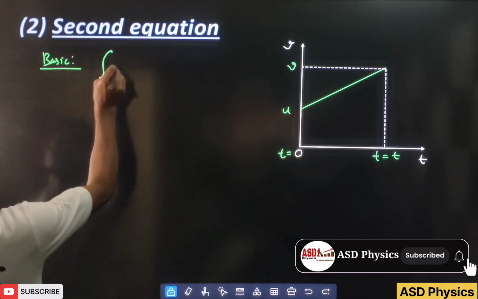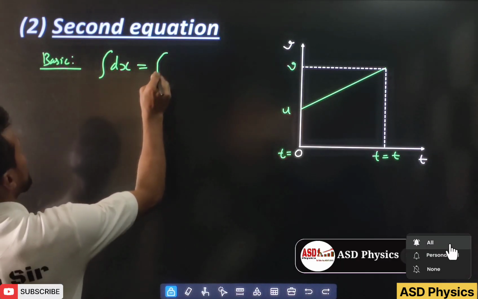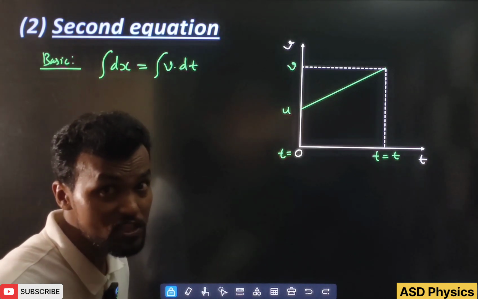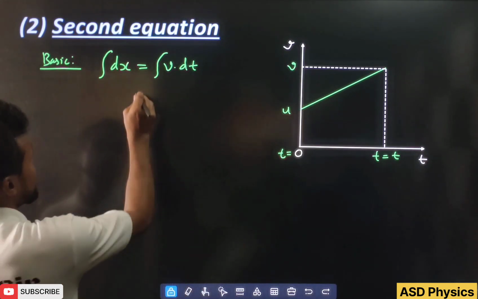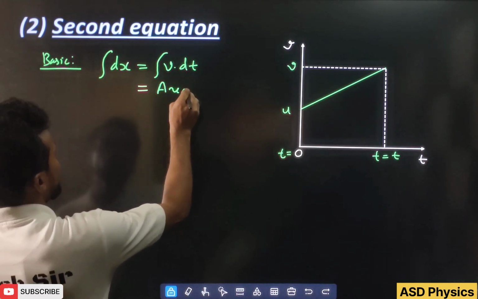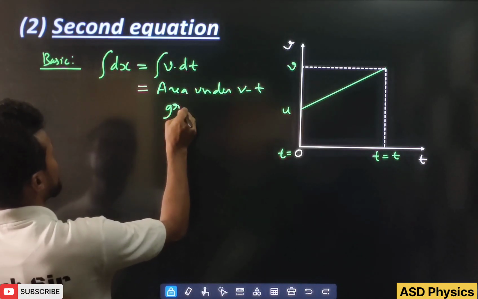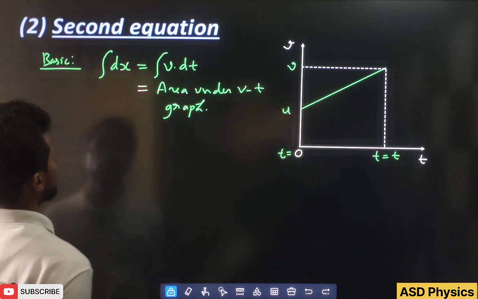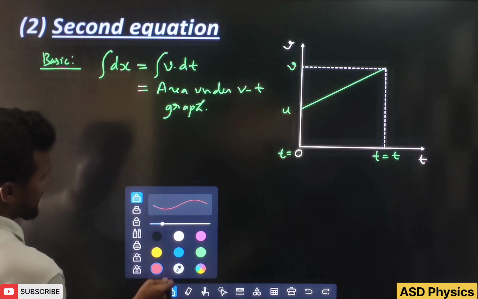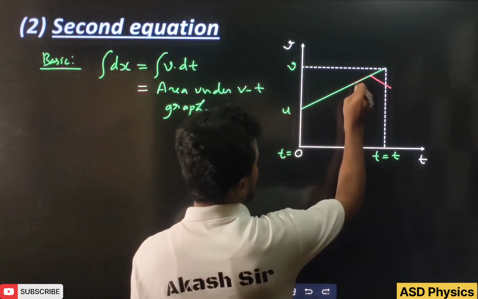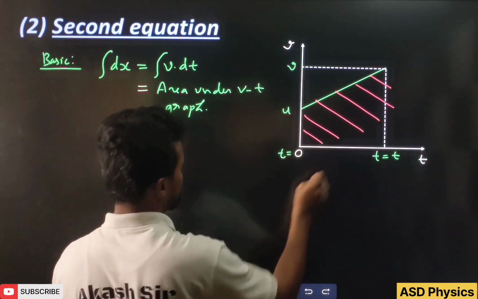You know very well, integration of dx means v dt. What is the significance of integration? The significance of integration is the area. So remember that the area under the v-t graph will give us the displacement, as I have told you. So what we have to do here is calculate this area.